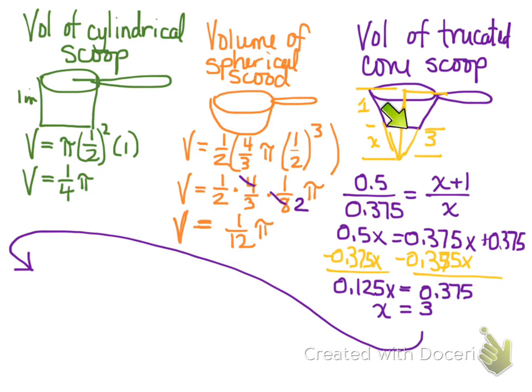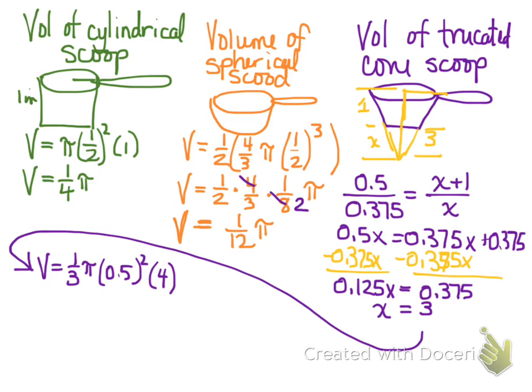So we've got 1 plus 3, 4 for the height of the large cone, and 3 for the height of the small cone. All right, so I'm going to come over here, and this would be 1/3 pi times the radius squared times the height. Okay, so this is the volume of the large cone before anything was taken off.